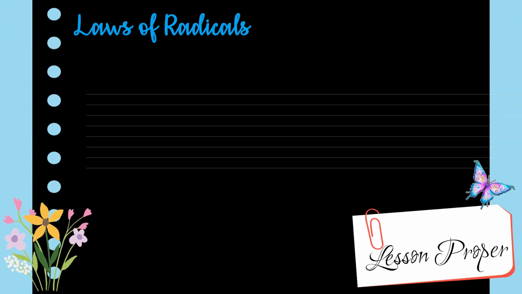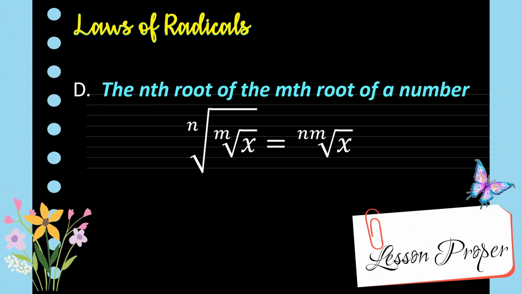The fourth law states that the nth root of the mth root of a number, or in symbols, the nth root of the mth root of x is equal to the (n times m)th root of x. So we just multiply the roots.